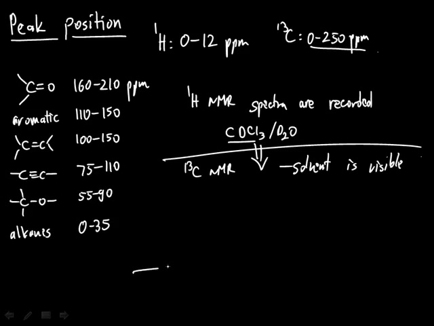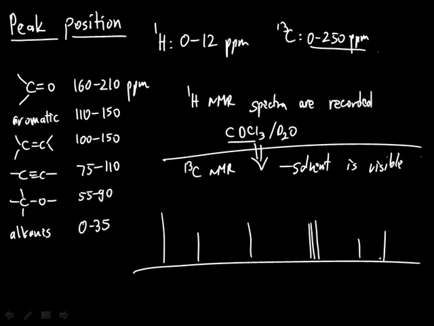So if you look at our typical carbon-13 spectrum, we will see several peaks. And if we record this in chloroform, which is the most common one, we will see a triplet centered around 77 ppm. This always comes from chloroform. So do not make the mistake of interpreting this as coming from your compound.